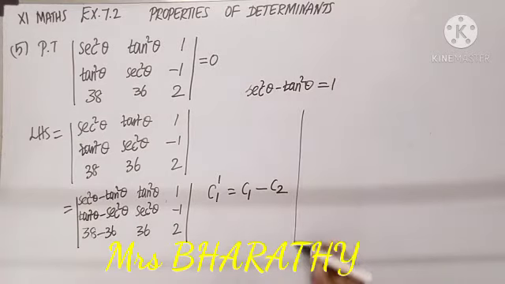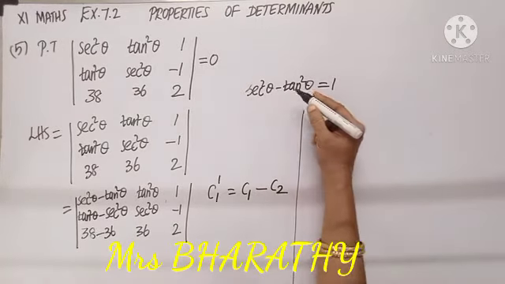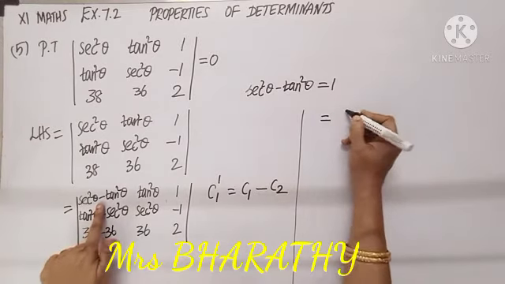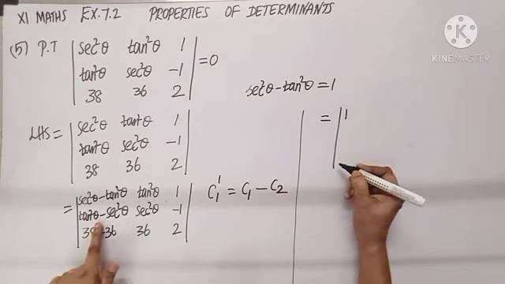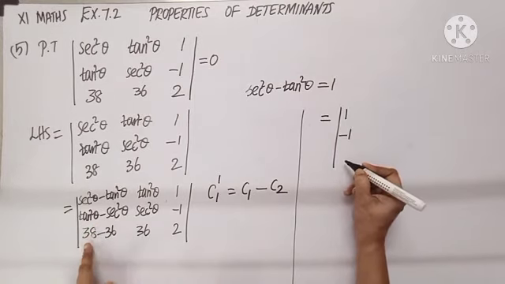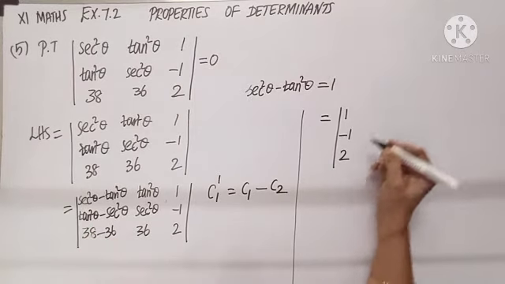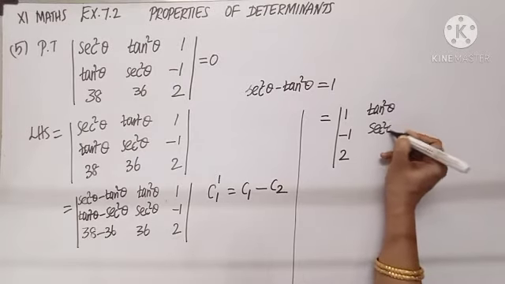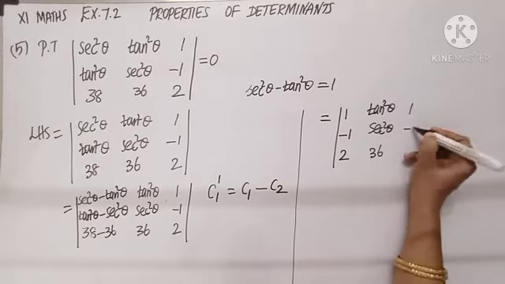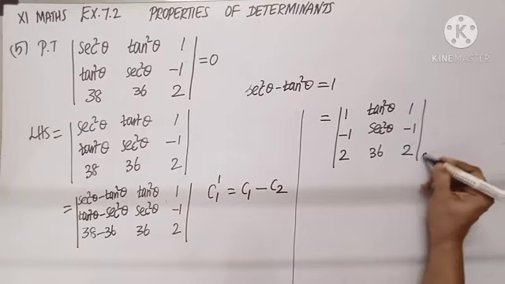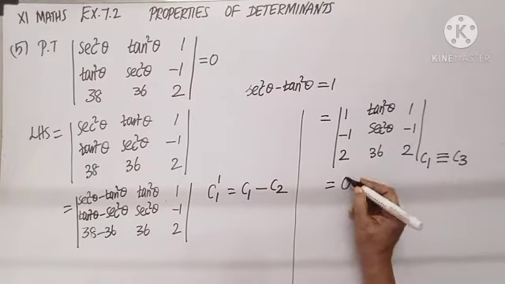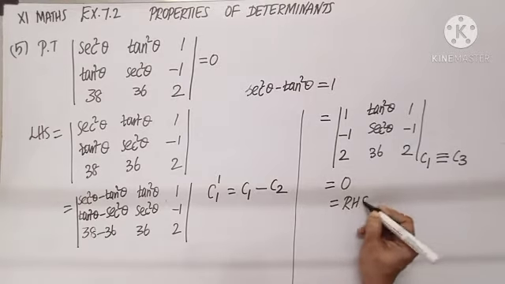Using the identity secant square minus tan square is 1, it becomes 1. The second term, minus 1. 38 minus 36 is 2. Write the remaining columns as it is. As I check, column 1 and column 3 are identical, giving a 0, which is the RHS.